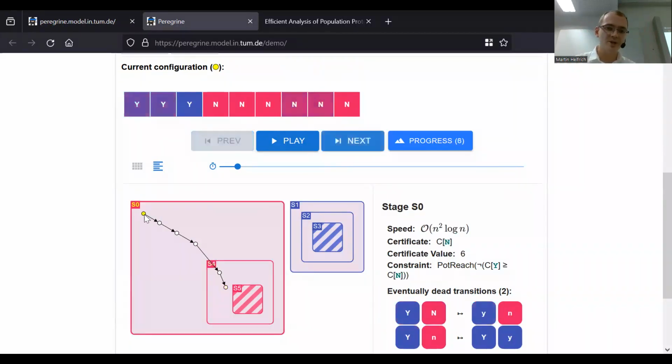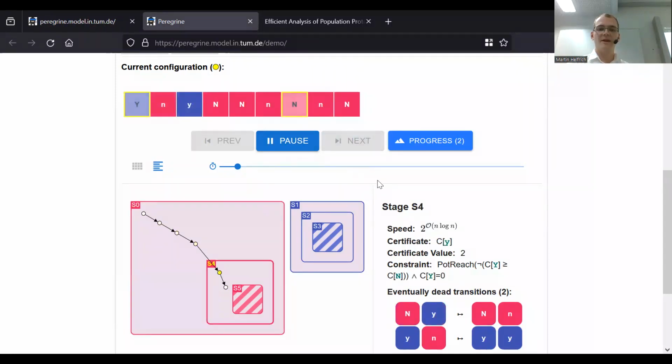One more thing I want to mention: if you look here, we have a certificate. In this case, it's the number of large red birds. Intuitively, the certificate is a reason why this system will make progress. And if we replay the simulation, you will see that this certificate will eventually become smaller and smaller, and this is why you will drop into the next phase. So let's replay this. It's 5 now. Now it's 4, and then we drop into the next phase of the execution.